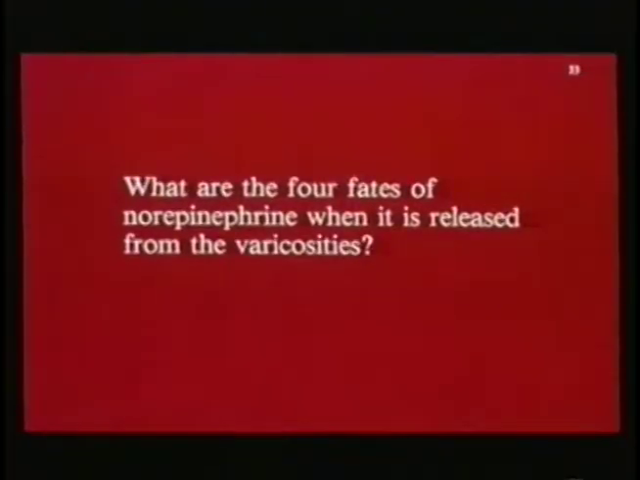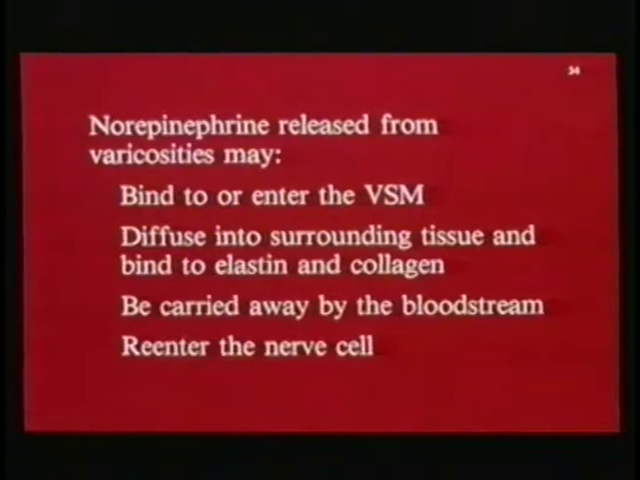33. What are the four fates of norepinephrine when it is released from the varicosities? 34. Norepinephrine released from varicosities may bind to or enter the smooth muscle cell. It may diffuse into surrounding tissue and bind to elastin and collagen. It may be carried away by the bloodstream, or it may re-enter the nerve cell.